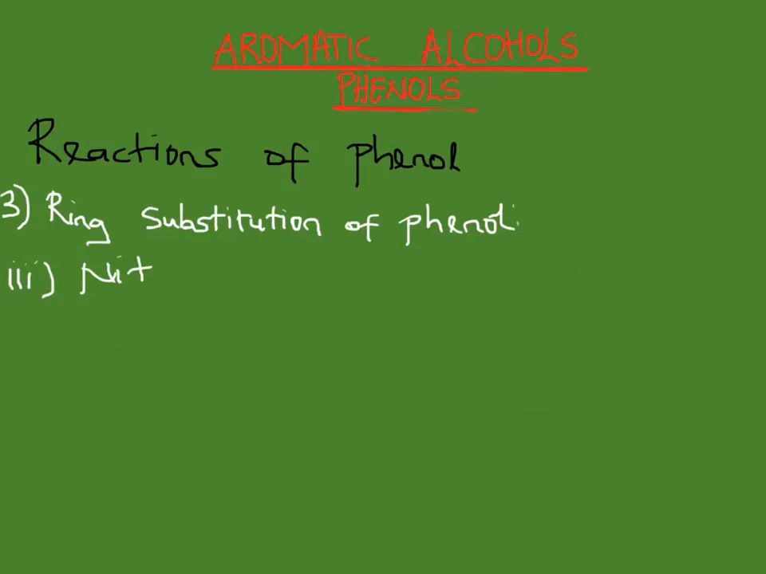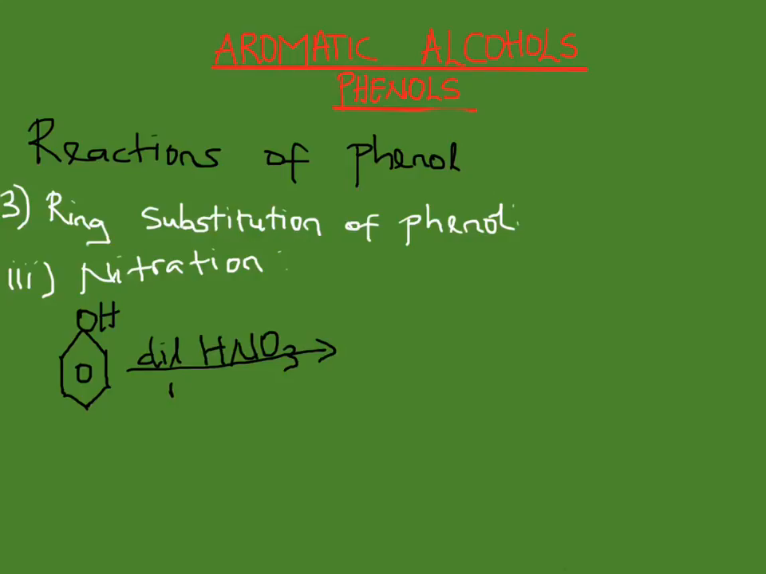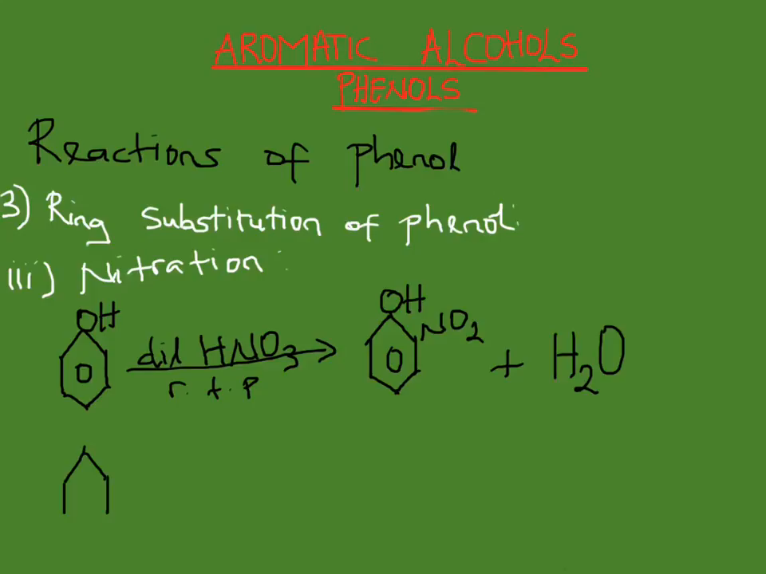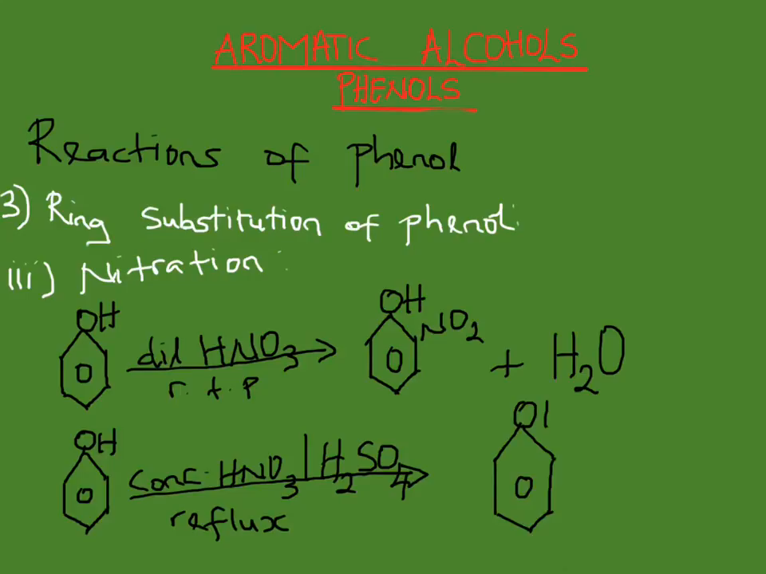The third reaction there is the nitration of phenol. In the presence of dilute nitric acid, phenol is nitrated at room temperature to produce a mixture of 2 or 4 nitrophenol and water, like you can see them. However, when a nitrating mixture is used, 2,4,6-trinitrophenol, the explosive picric acid, is produced.